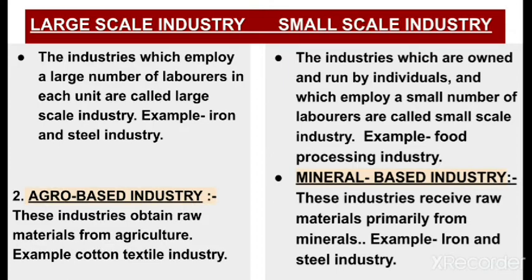Next, differentiate agro-based industry and mineral-based industry. So in the agro-based industry you will write, these industries obtain raw materials from agriculture. Example, cotton textile industry. In the mineral-based industry you will write, these industries receive raw materials primarily from minerals. Example, iron and steel industry.